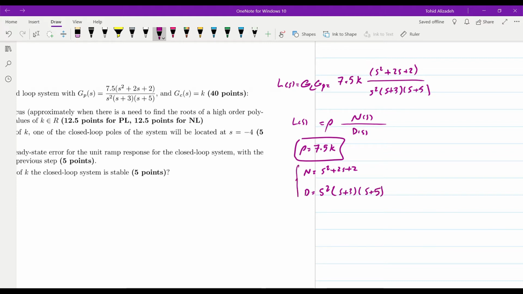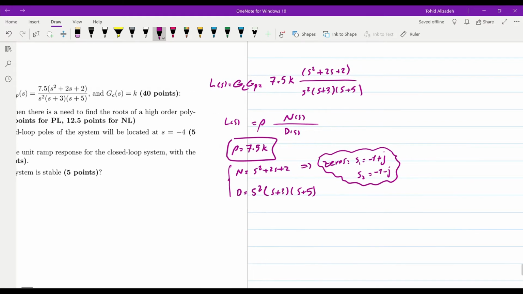Looking at N and D, we will know that we have two zeros, which are at minus 1 plus j and minus 1 minus j. So we have a complex conjugate pair of zeros. And we have poles of the open loop system at 0 and 0, minus 3, and minus 5. So basically we have 4 open loop poles.